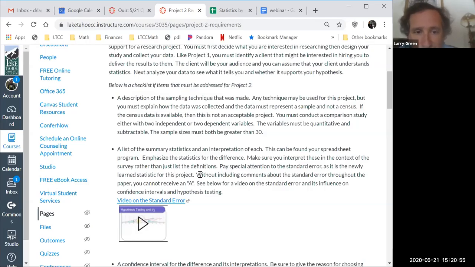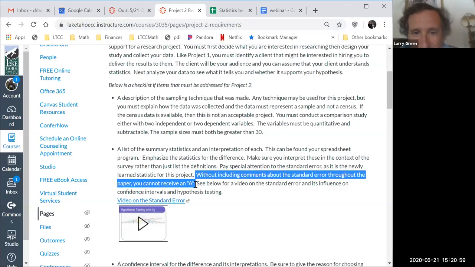Let me drive this into you. Without comments about the standard error throughout the paper, you cannot receive an A. So you got to talk about how the standard error relates to the confidence interval. You got to talk about how the standard error relates to the hypothesis test. And you should talk about the standard error by itself.